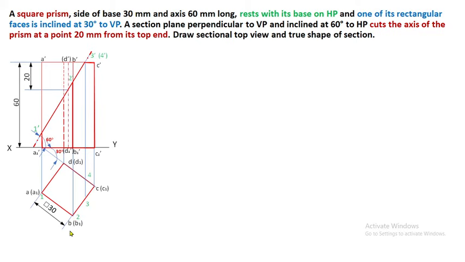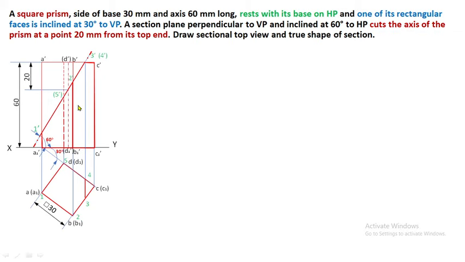1, 2, 3 are visible to an observer standing here. This 4 and 5, this is the 5, is invisible. That's why it is denoted in brackets, 4 dash. Next one is D dash D1 dash, which is cut at this point by the section plane. Make it as 5, 5 dash. Being D dash D1 dash is invisible, it is denoted in brackets.